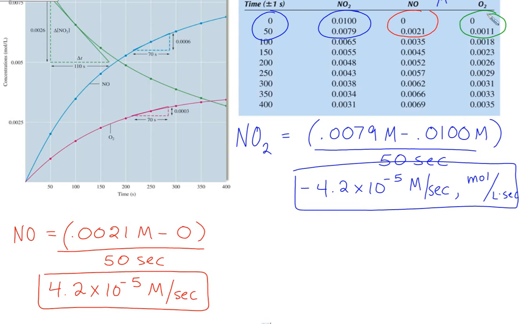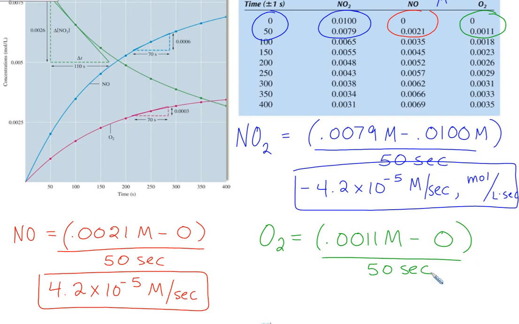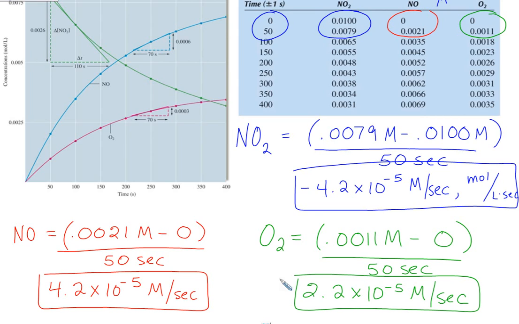Final minus initial, O2 oxygen. Final concentration, 0.0011 molar. Initial is obviously 0 since it's a product. Over 50 seconds. This isn't bad, is it? Plug this in my calculator. 2.2 times 10 to the negative fifth. Change in molarity per second. Piece of cake, right? Like super confident about this new chapter, huh? Change in molarity per time, reaction rate.